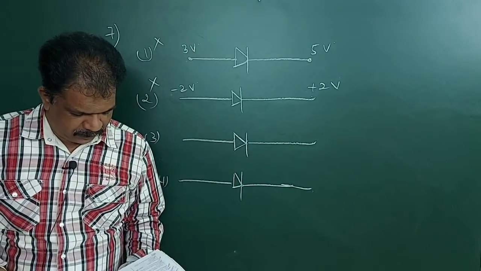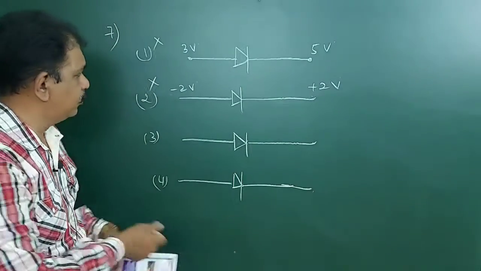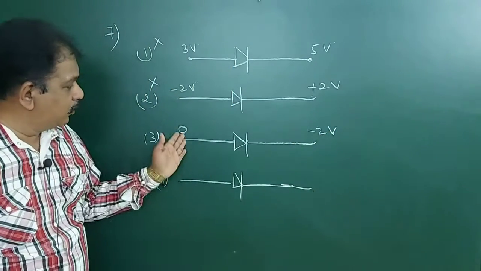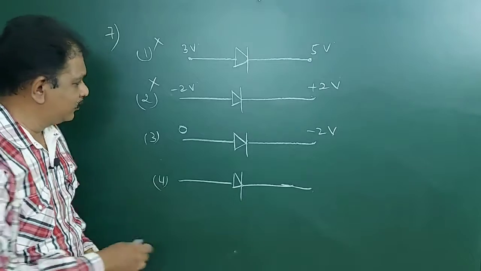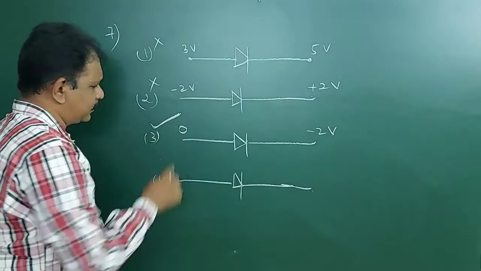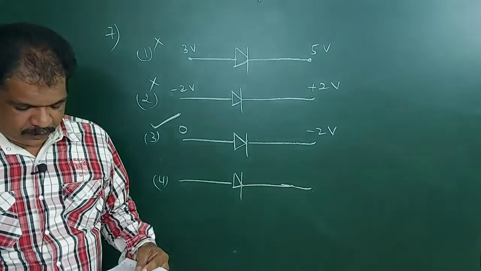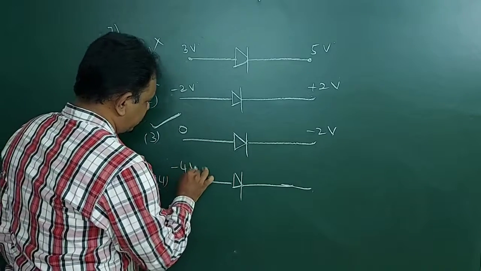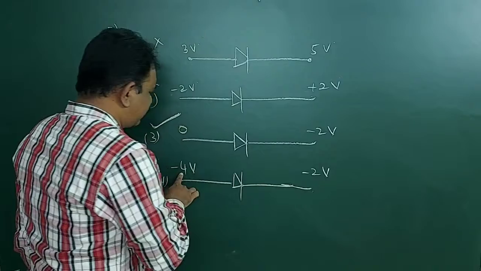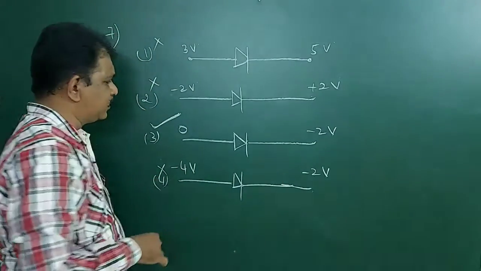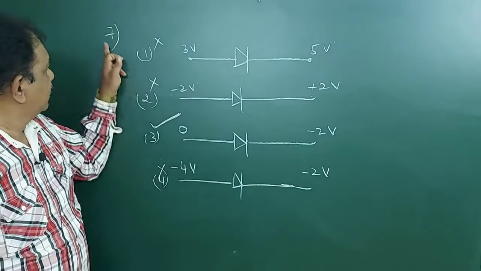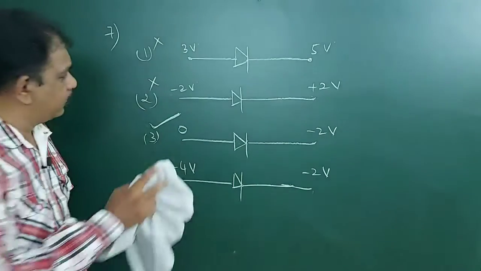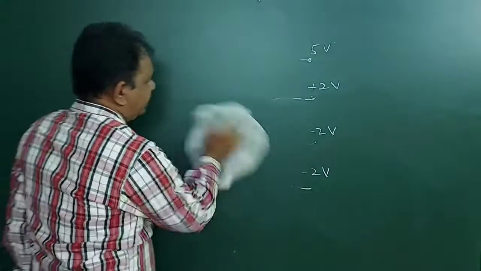Next, here it will be 0 and here minus 2. 0 is greater than minus 2, so it will be in forward bias. Next, here minus 4, minus 2. Minus 4 is less than minus 2, so this will not be the answer. Seventh question, it will be the third option. Clear? Simple logic only. Next.